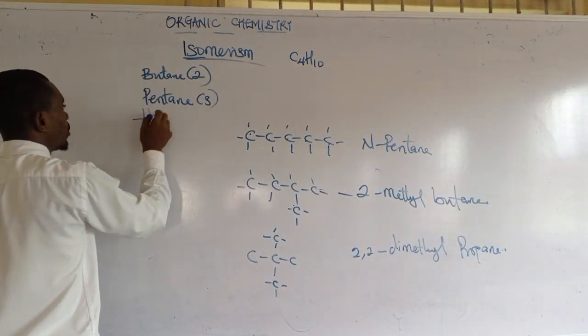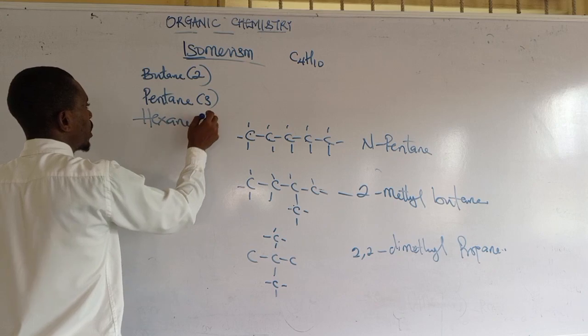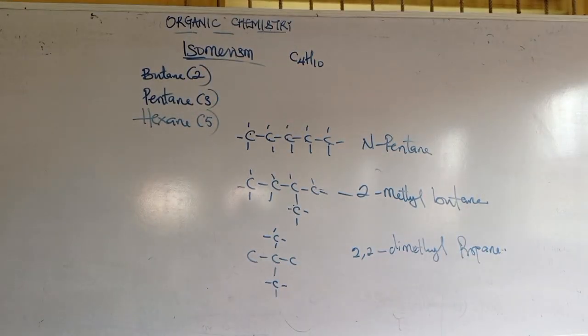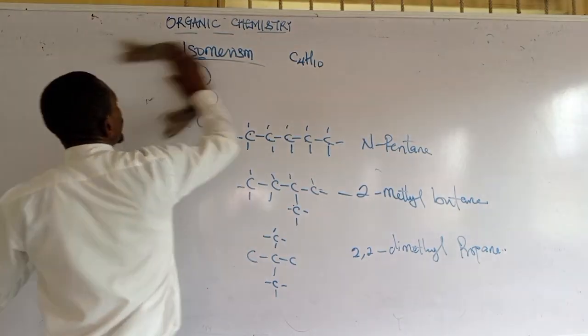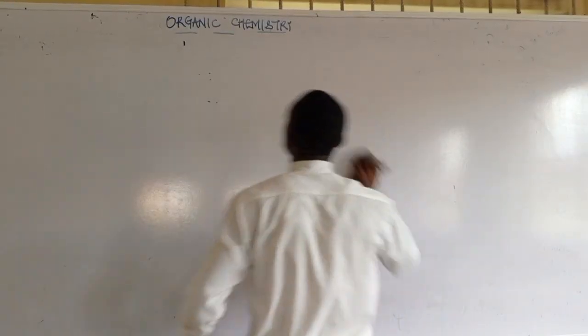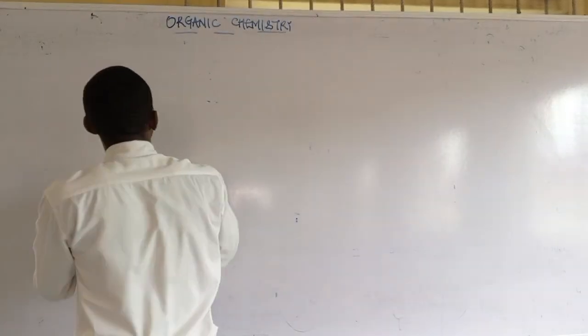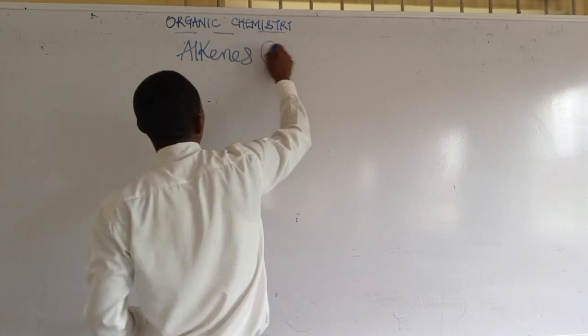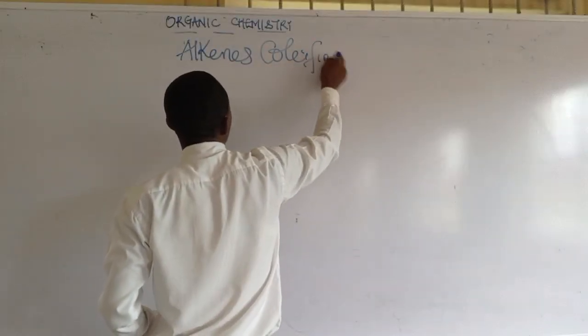And the last one here we will discuss is hexane. It has 5 structural isomers. So let's now look at the alkenes. They are also called olefins.